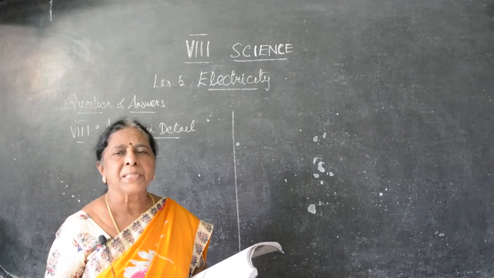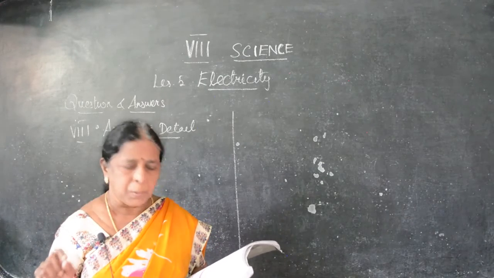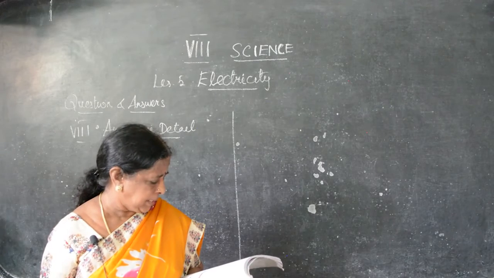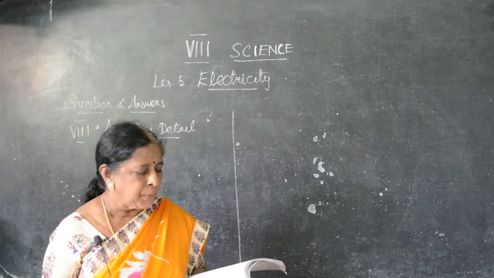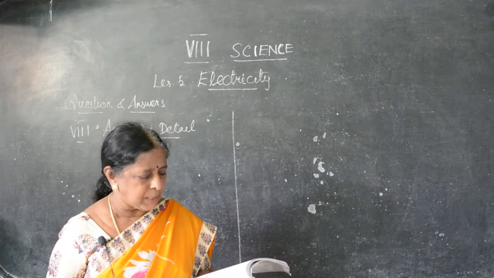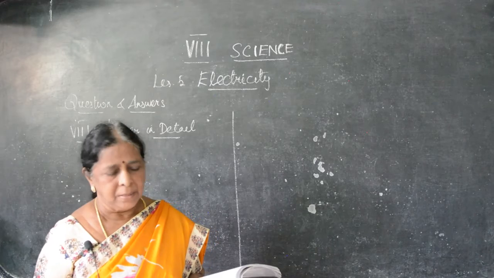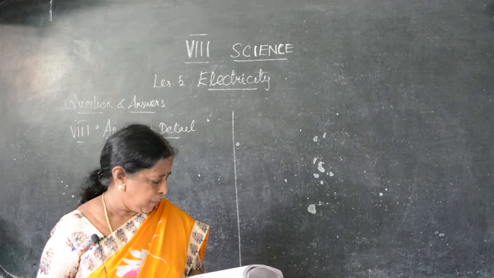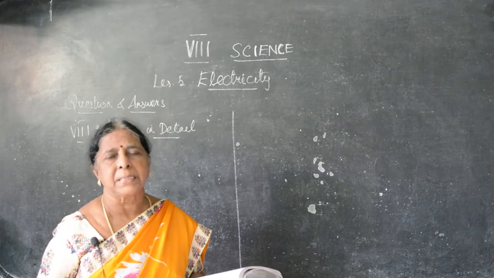At the beginning itself I said you need not write the objectives; you have to write only the give reasons, answer briefly, as well as the detailed answers. Clear? In this lesson you have to write down give reasons, answer briefly and answer in detail.